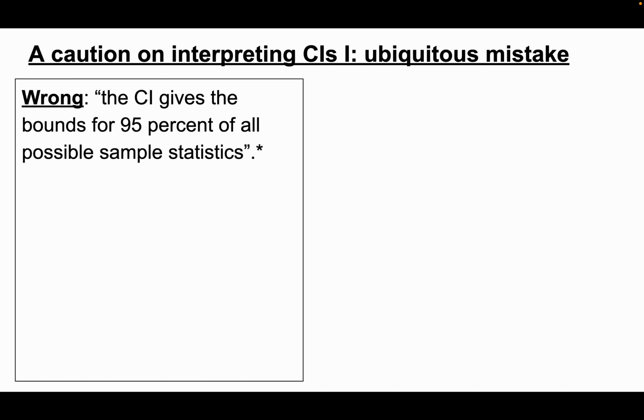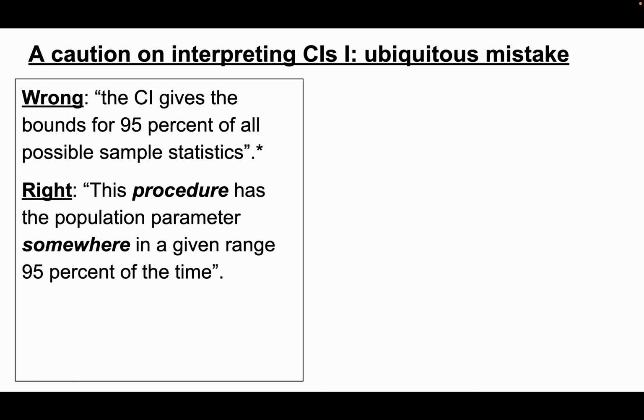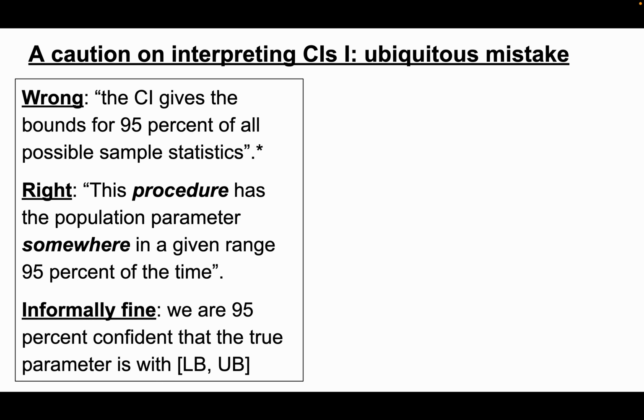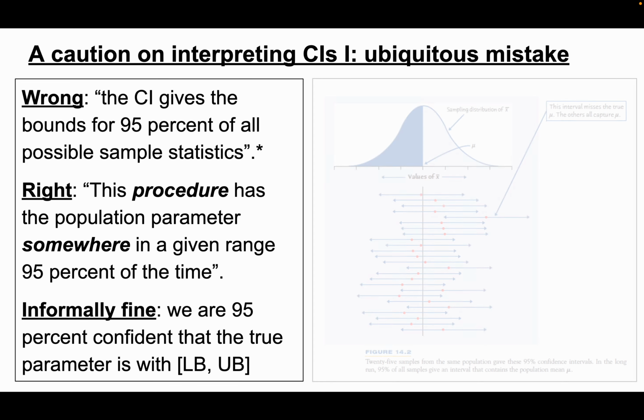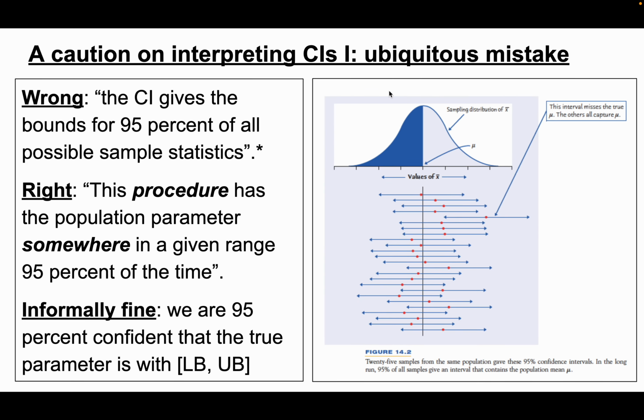So here's a wrong interpretation of a confidence interval. The confidence interval gives the bounds for 95% of all possible sample statistics. Here's the correct way to say it. The procedure has the population parameter somewhere in a given range 95% of the time, and informally, we are 95% confident that the true population parameter is within the lower bound and the upper bound. The reason that this here is wrong is that this would require the sample mean to be the true population mean.